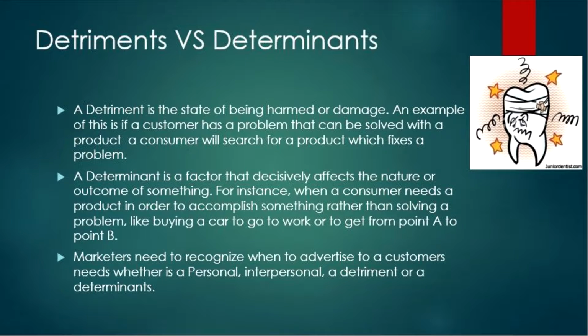A detriment is the state of being harmed or damaged. An example of this is if a consumer has a problem that can be solved with a product. This consumer will search for the product which fixes this problem. A determinant is a factor that decisively affects the nature or outcome of something. For instance, when a customer needs to get a product in order to accomplish something rather than solving a problem, like buying a car to go to work or to get from point A to point B. Marketers need to recognize when to advertise to a customer's needs, whether it is a personal, interpersonal, a detriment, or a determinant.